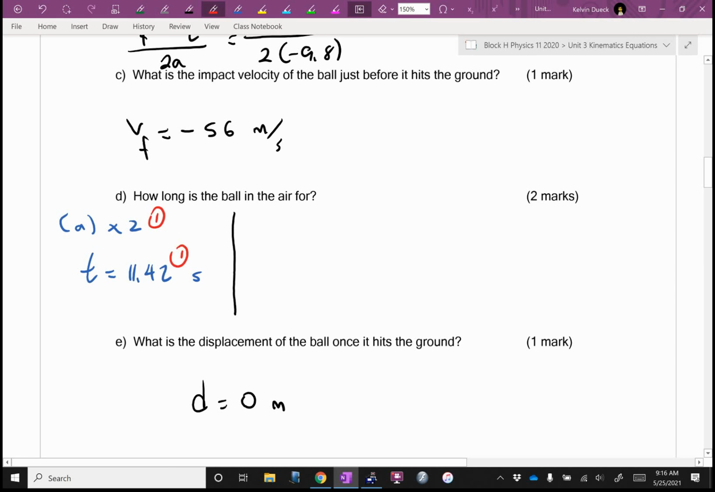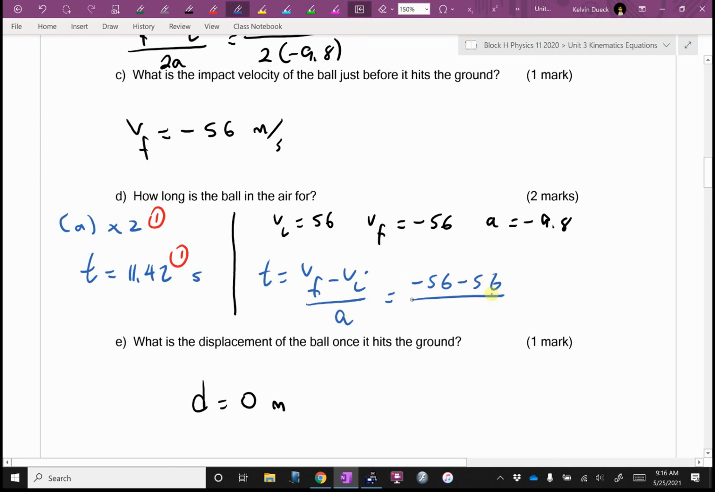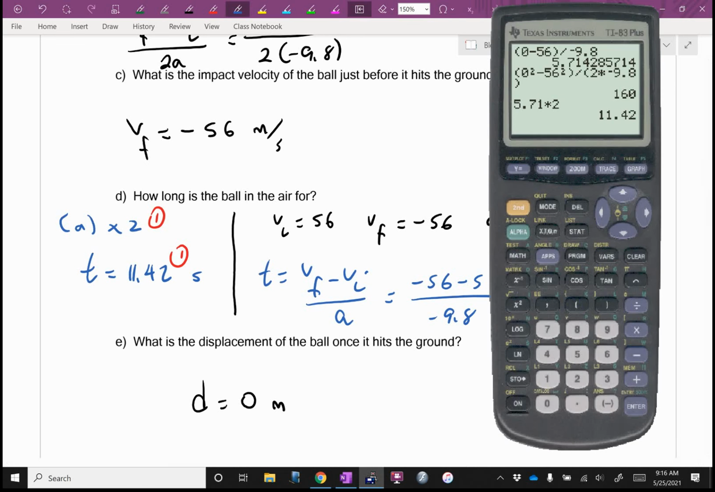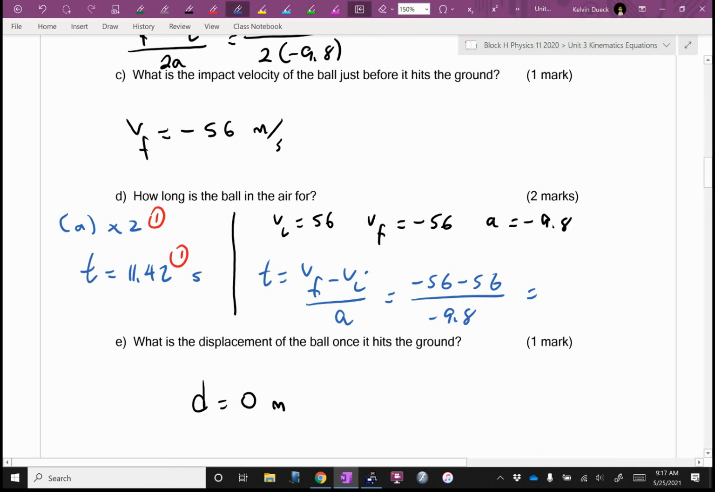What if I hadn't done part A already? Well, then I would say, you know what? VI was 56. VF was negative 56. A was negative 9.8. And I can crunch T equals VF minus VI over A, negative 56 minus 56 over negative 9.8. I might even do it this way to check my answer from A, because if I go bracket negative 56 minus 56 close bracket divided by negative 9.8, if I get 11.4 and if I divide that by 2, do I get my answer from A? A must be right. Oh my goodness. Okay? Back to check.